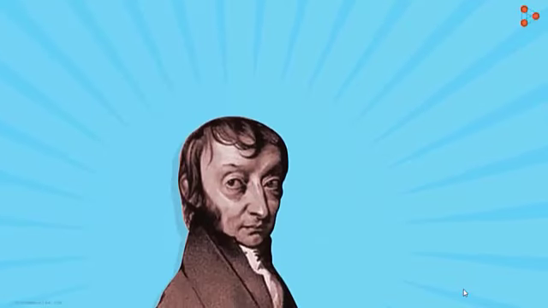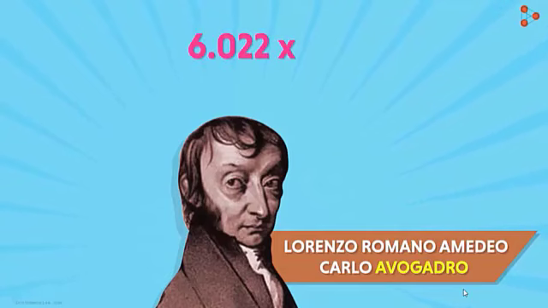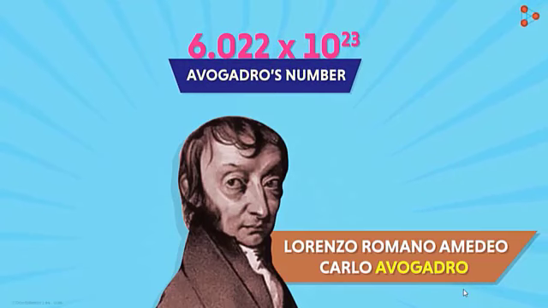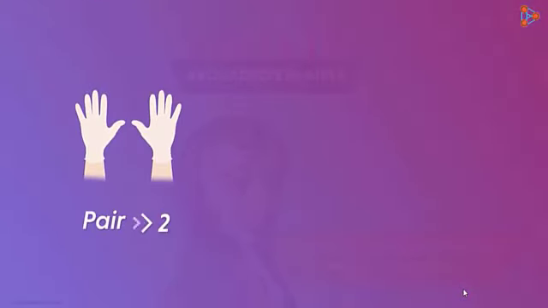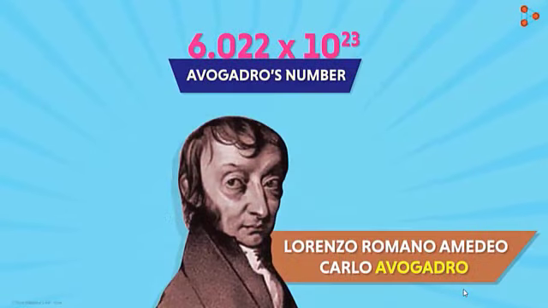But what's the mystery behind this number? A scientist named Lorenzo Avogadro. So the number 6.022 times 10 raised to 23 is called the Avogadro's number. It is just a number used to represent quantities. It's similar to how we use the word pair for 2 or the word dozen to represent 12. Similarly, Avogadro's number is the term used to represent 6.022 times 10 raised to 23 number of any entity.